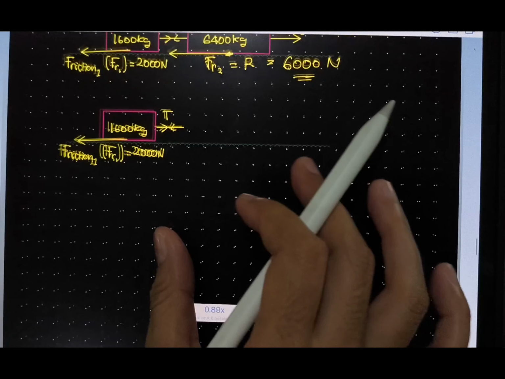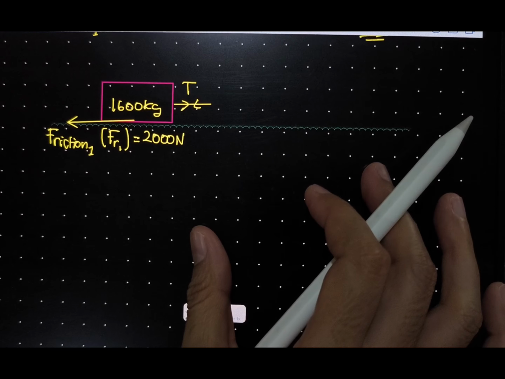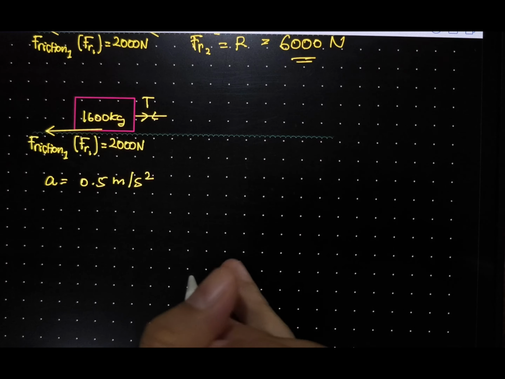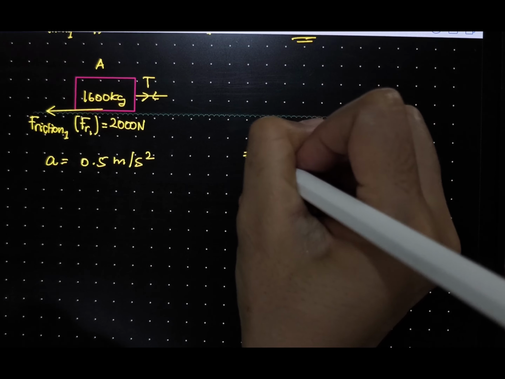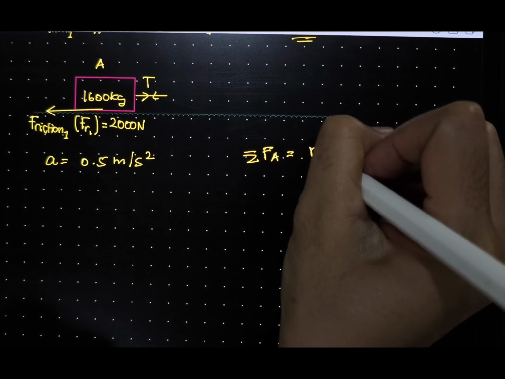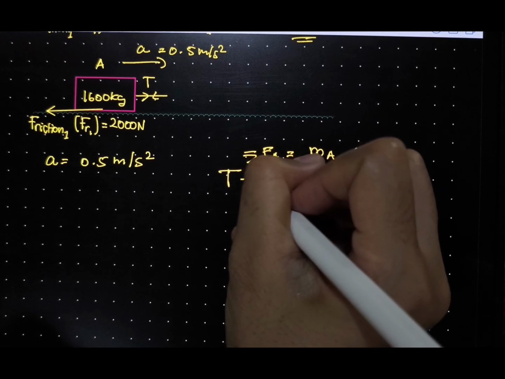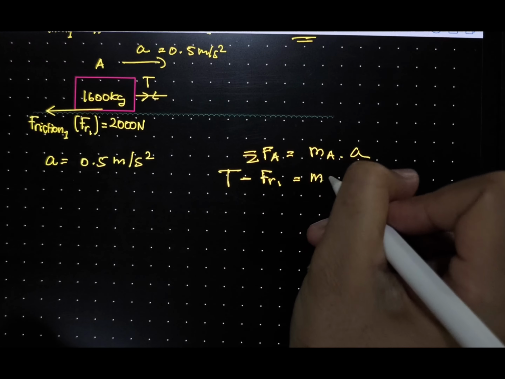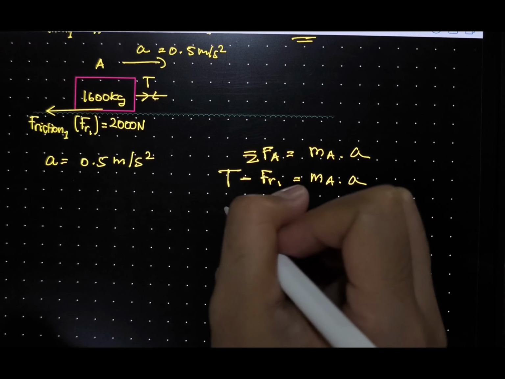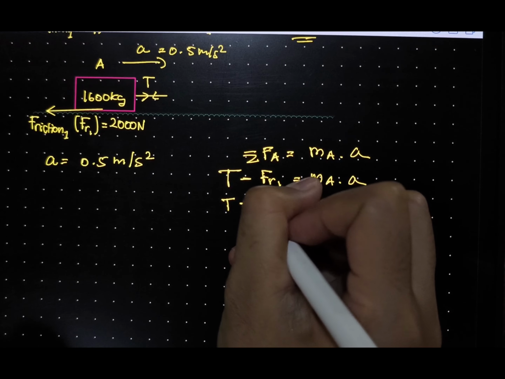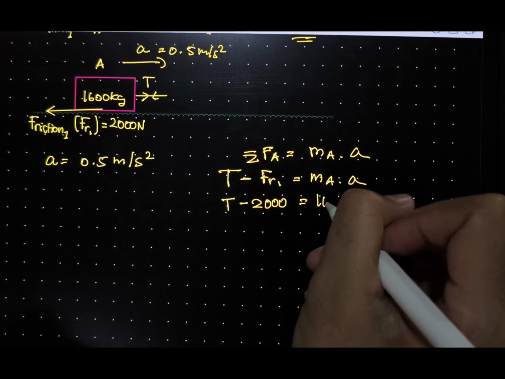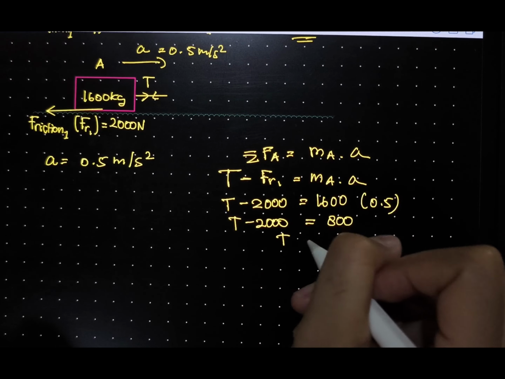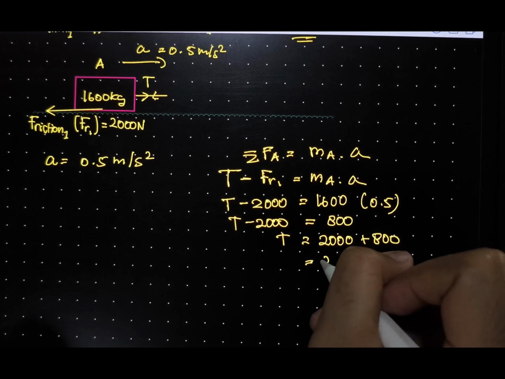However, in this case, the tension force is not fully effective because there is a frictional force acting between the carriage and the railway. According to the formula, the sum of forces equals mass times acceleration. For the carriage to move forward, the tension force must be greater than the frictional force. So we set up the equation tension minus friction equals the mass of the carriage times acceleration. After solving, we find that the tension force is 2,800 Newton.